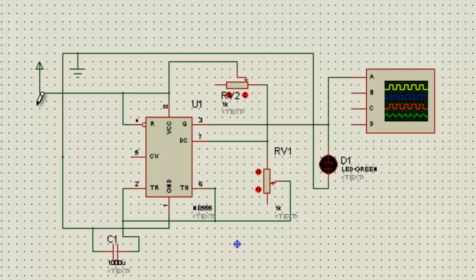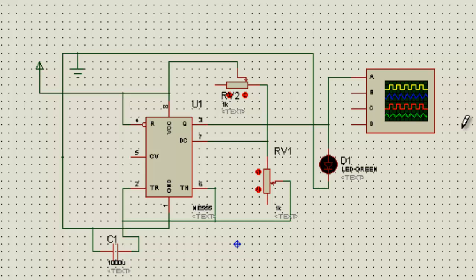Hello friends, this time I'll be showing you a video on 555 timer, and basically 555 timer works on three states: monostable, bistable and astable. This video talks about the astable mode of working of 555 timer. This state is generally used to provide continuous frequency or clock frequency to any IC that you want.